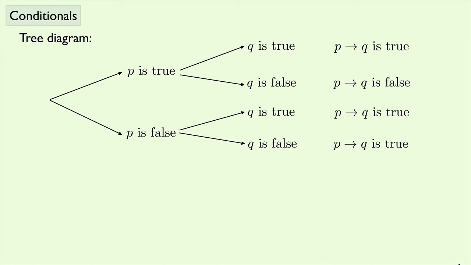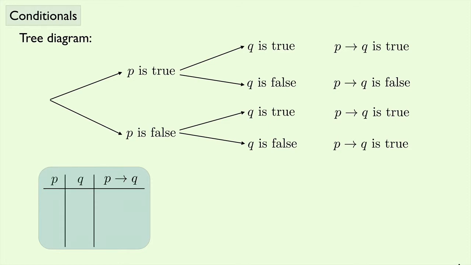We could also look at this in terms of a truth table. I have P, Q, and then the conditional, and I look at all the possible values. First, they're both true, and we saw that made the conditional true. When P was true and Q was false, the conditional was false. When P was false and Q was true, the conditional was true. And when they're both false, the conditional is still true.